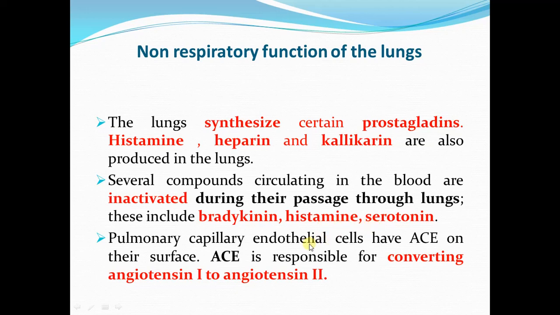The endothelial cells in the pulmonary capillaries have an enzyme attached to their surface. This enzyme is angiotensin converting enzyme. Angiotensin converting enzyme is responsible for converting angiotensin 1 to angiotensin 2. So lungs are involved in conversion of angiotensin 1 into angiotensin 2 because the endothelial cells of the pulmonary capillaries have the enzyme angiotensin converting enzyme on their surface.